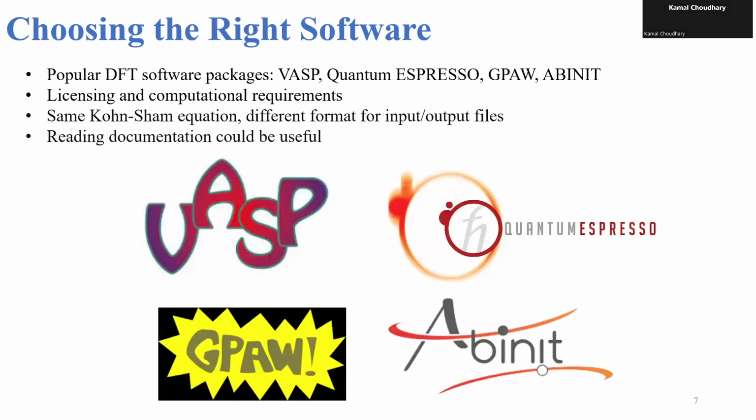There are different software packages for running density functional theory calculations. Some of them are VASP, Quantum Espresso, GPAW, Abinit. VASP is commercial software, others are not. In the tutorial, which is the next module, we'll be using GPAW. They all solve the Kohn-Sham equation, but they have different types of input-output files, and we'll be looking at least at one of them. Before running any software, it is recommended that we read the documentation as much as possible.